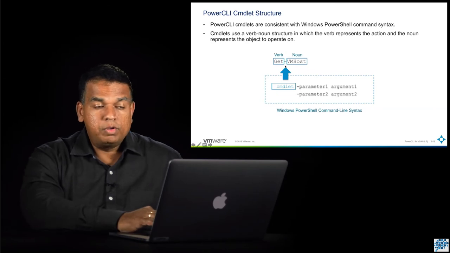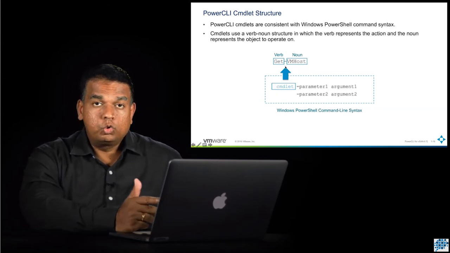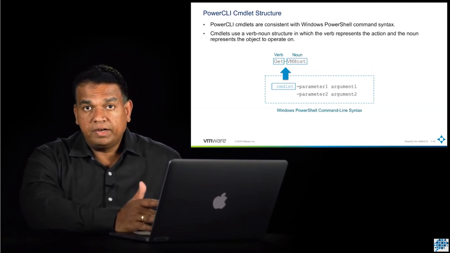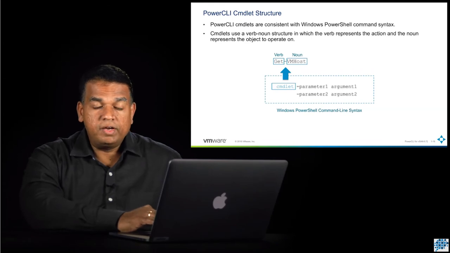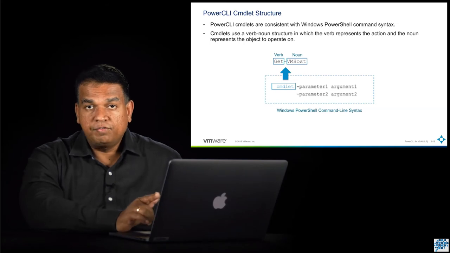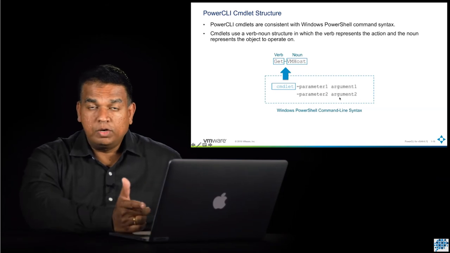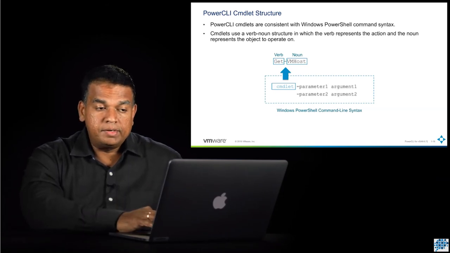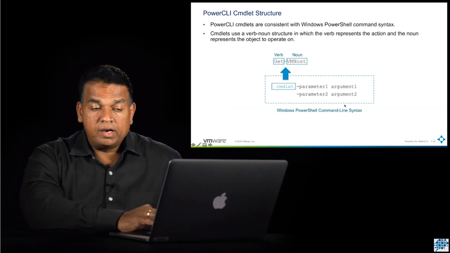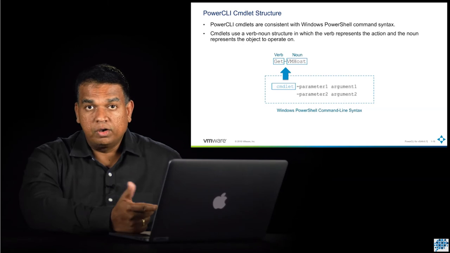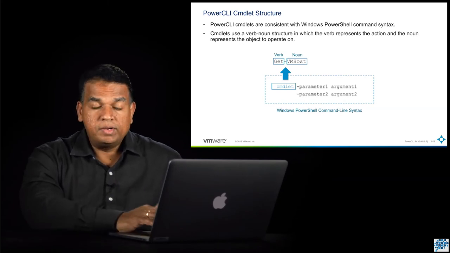For example, when we say Get-VMHost, which virtual machine host do you want to look at, and how do you identify that host? For that we need to specify a parameter called name. So Get-VMHost -Name: the parameter is the word Name, and the argument is the actual name of the ESXi host, let's say ESXi01 or ESXi02. So it is very important to differentiate between a parameter and an argument.